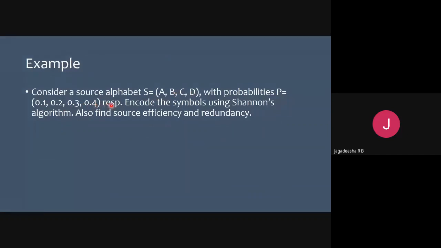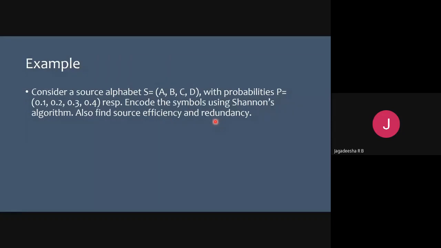You should know these inputs, then only you can use Shannon's encoding algorithm. Since we know these things, the question is: encode these symbols using Shannon's algorithm and find the source entropy and redundancy. How to do this?